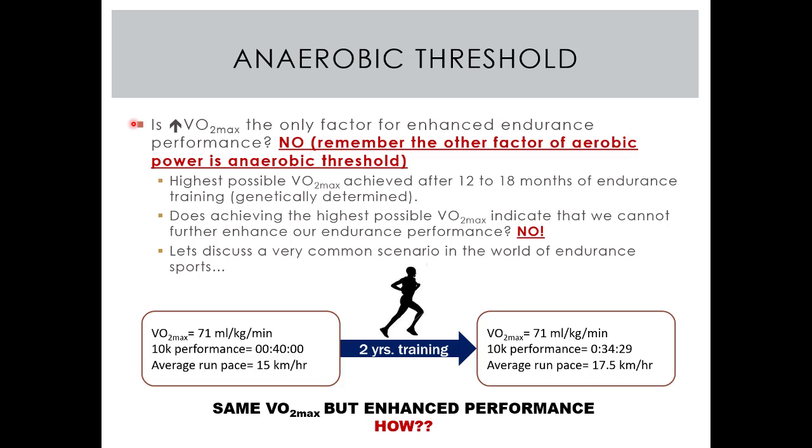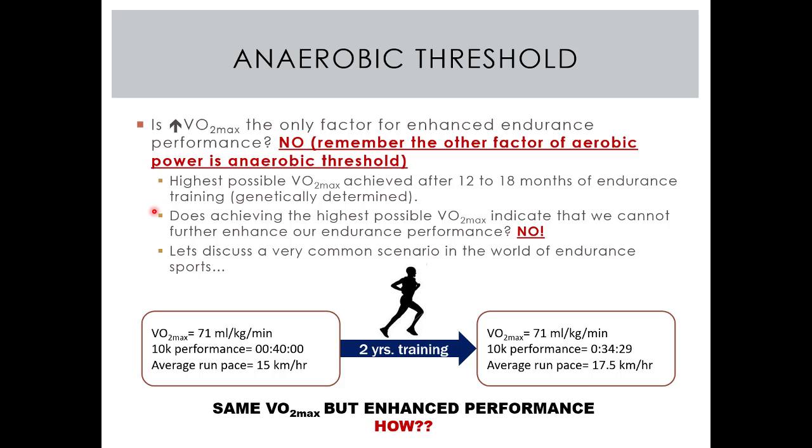In fact, for well-trained individuals, VO2 max or aerobic capacity is not the most important factor because within 12 to 18 months of proper endurance training, you could achieve the highest possible VO2 max you can ever obtain. And the highest VO2 max possible for any individual is primarily genetically determined. Some individuals have a higher VO2 max potential than others, but that is not the main point here. The main point is that with just a year or more of training, you could reach your VO2 max potential, and no further increases in VO2 max would be possible.